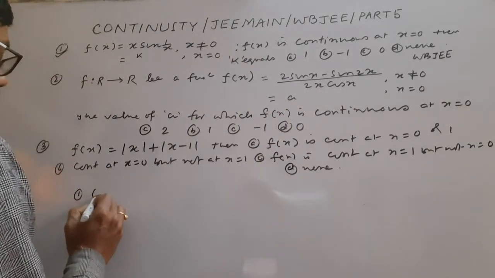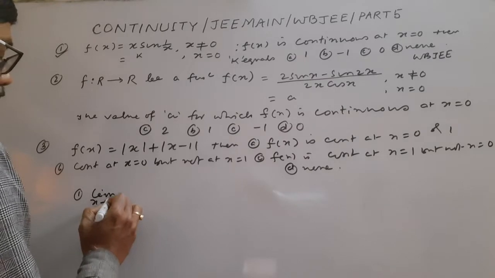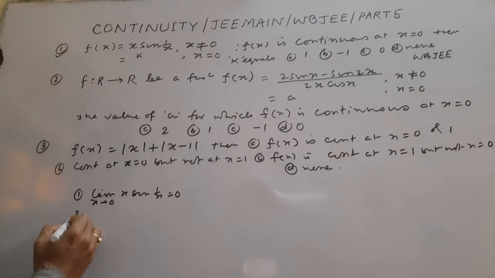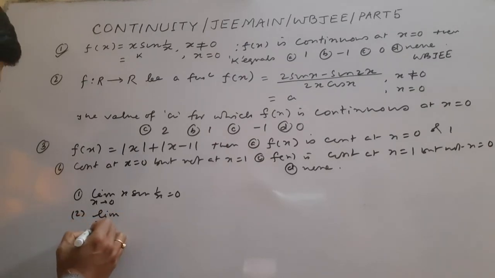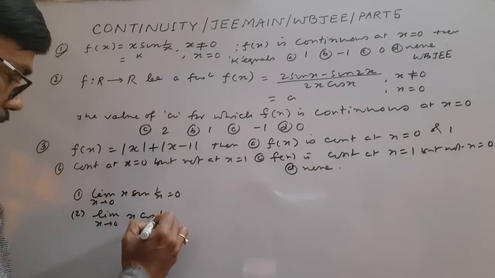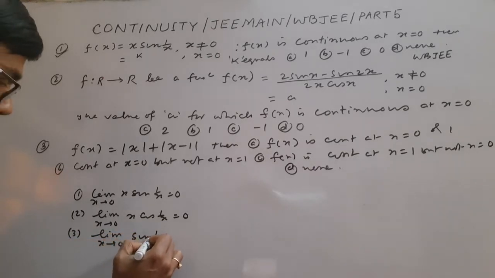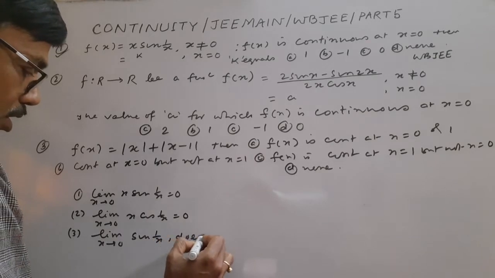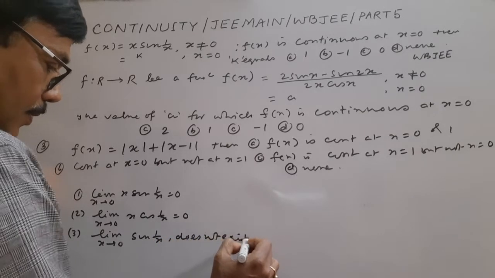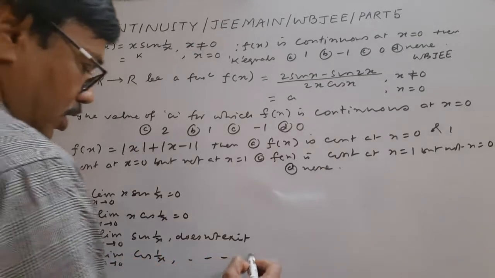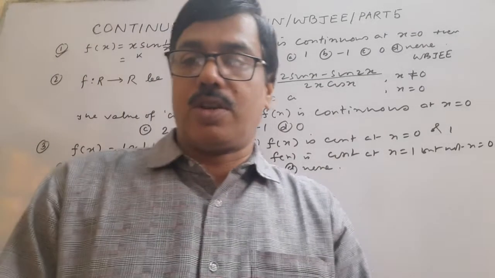Number 1, limit x tends to 0, x sin(1/x) equals 0. Number 2, limit x tends to 0, x cos(1/x) equals 0. Number 3, limit x tends to 0, sin(1/x) does not exist. And number 4, limit x tends to 0, cos(1/x) does not exist. So, you recall this result.